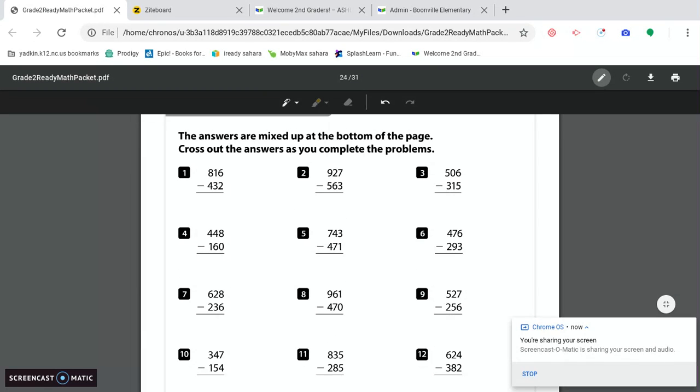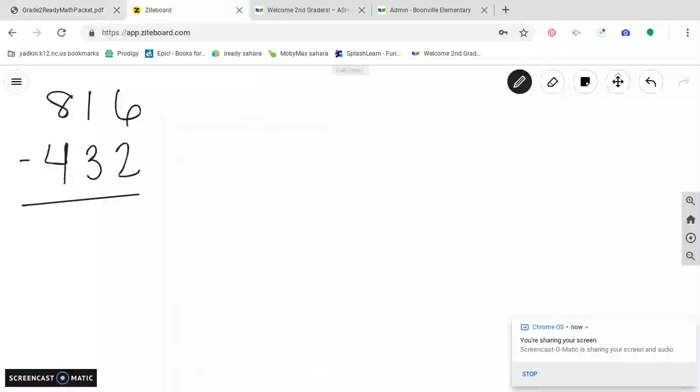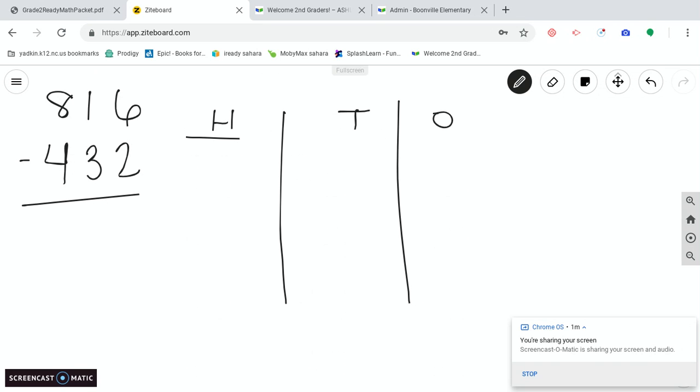Same strategies, but this problem's a little bit more difficult than the last one we did, just because we have to regroup 100. All right, so 816 minus 432. Feel free to pause this video and do it with me. You can pause it at any point you need to and catch up.